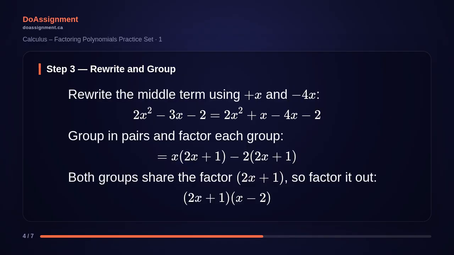Rewrite the middle term as plus x minus 4x. Then group the four terms into two pairs. Factor x out of the first pair to get x times 2x plus 1, and factor negative 2 out of the second pair to get negative 2 times 2x plus 1. Both groups share the common binomial factor 2x plus 1, so factor that out to get 2x plus 1 times x minus 2.